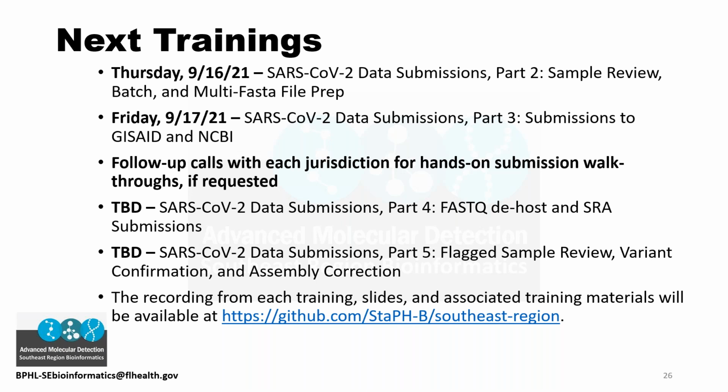So if you have any questions, or you're trying to troubleshoot anything, we can get that taken care of, because I want to make sure that all states and jurisdictions in our region are able to, at a minimum, submit the high priority information, which is those consensus assemblies to GISAID and to NCBI, along with that sample metadata and what's required. And then once everyone is comfortable with submitting consensus assemblies, we'll go into the next trainings on how to submit those StaPH-B files and then go into the flag sample review, variant confirmation, and assembly correction, which Part 5 might actually get split into a couple different trainings, depending on how much time it takes up, since it's quite a bit of information.